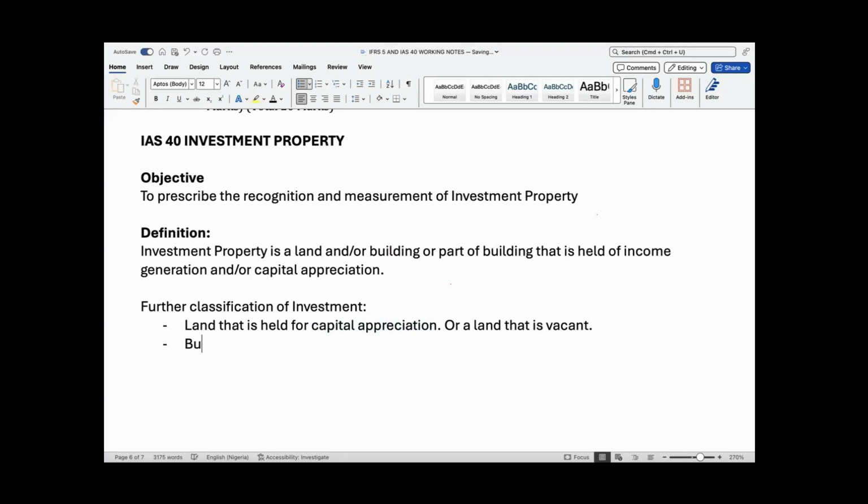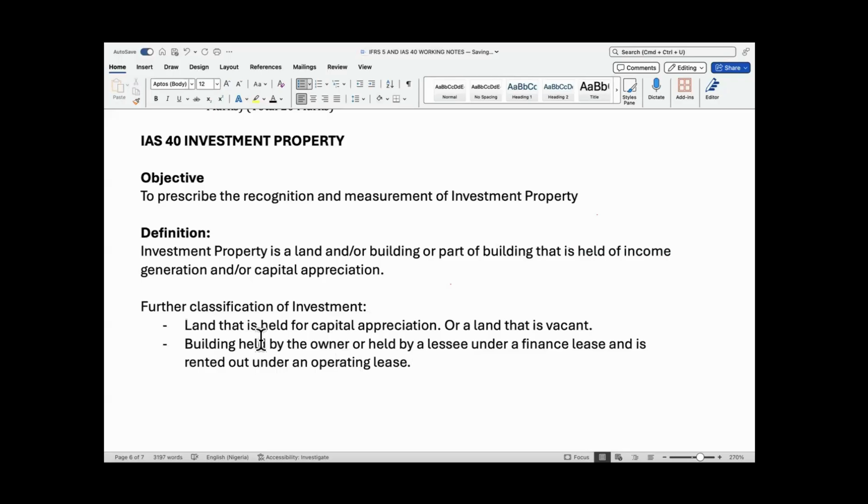And it could be a building owned, a building held by the owner, the person that owns the building, or held by a lessee under a finance lease, and is rented out under an operating lease.